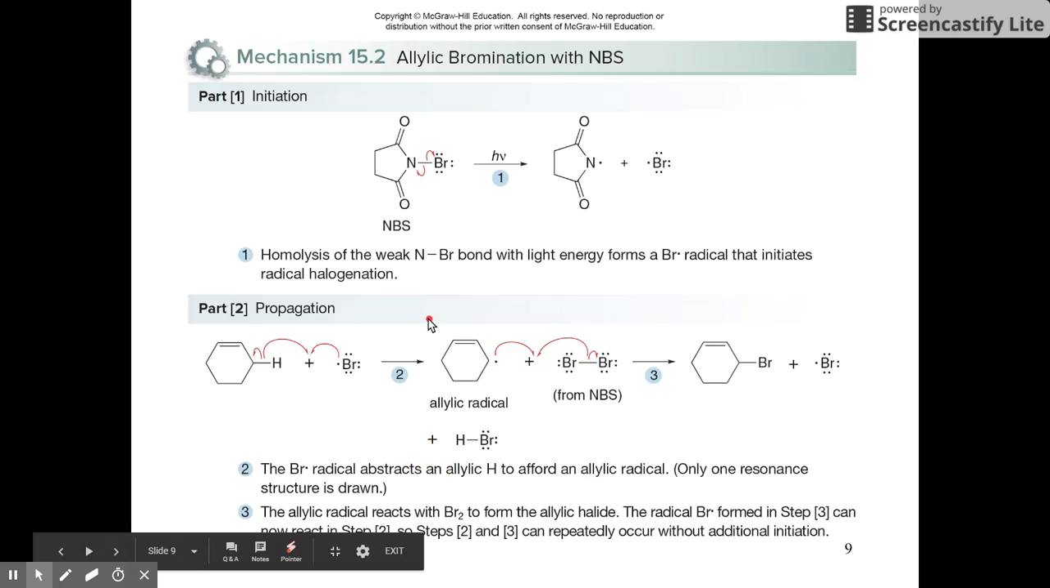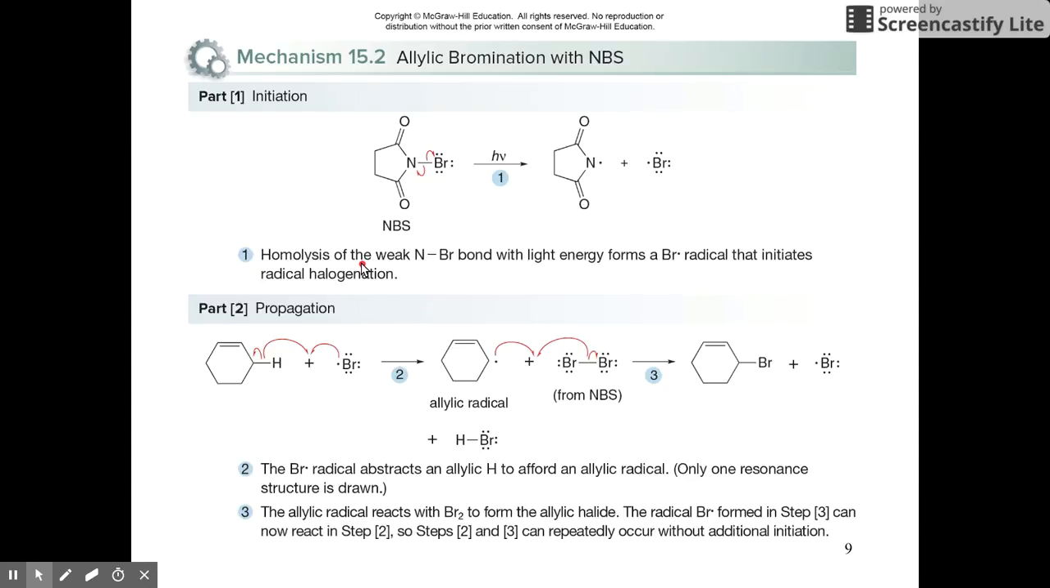And so as far as how the reaction takes place, again, the weak nitrogen-bromine bond breaks with light, and then the bromine abstracts a hydrogen. The carbon-based radical can react with bromine. Now, this molecular bromine is formed at a very low concentration from the NBS. And so it can then react to create product, as well as, again, this is propagation, so we're getting another bromine radical.